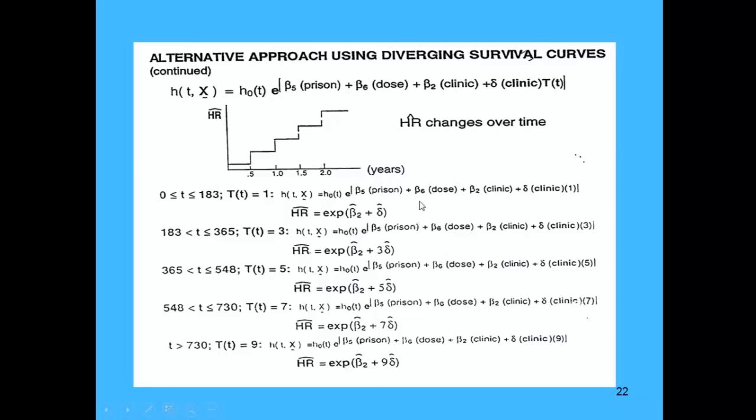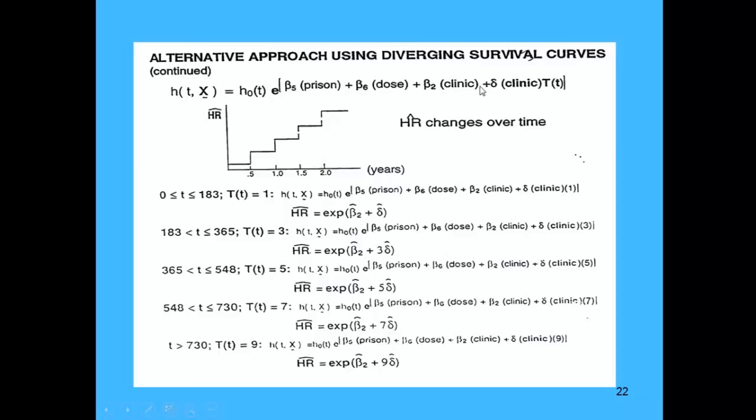What if you're talking about between half a year and 1 year? Then T of T is 3. So what happens here? What's the hazard ratio? It's e to the beta 2 plus what? 3 delta, right? Can you see that? And if it's between 1 year and a year and a half, it's e to the 5 delta, okay? And then 7 delta, and then 9 delta.